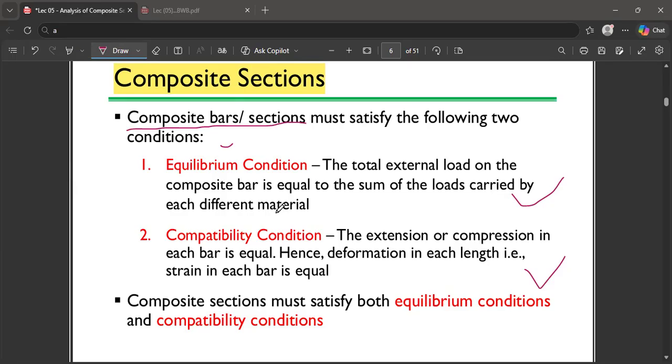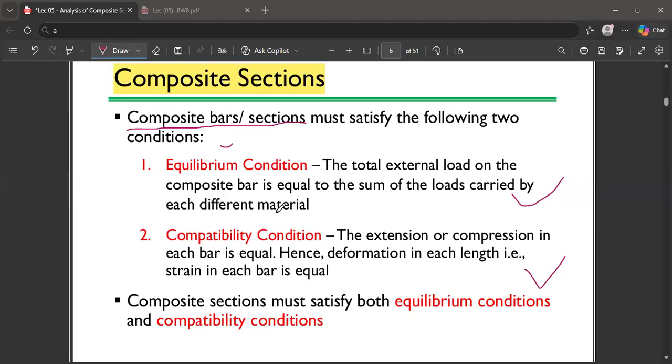It's saying that the total external load on the composite bar is equal to the sum of the loads carried by each different member. As simple as that. I'll be showing you that very soon. Let's also look at the compatibility condition.